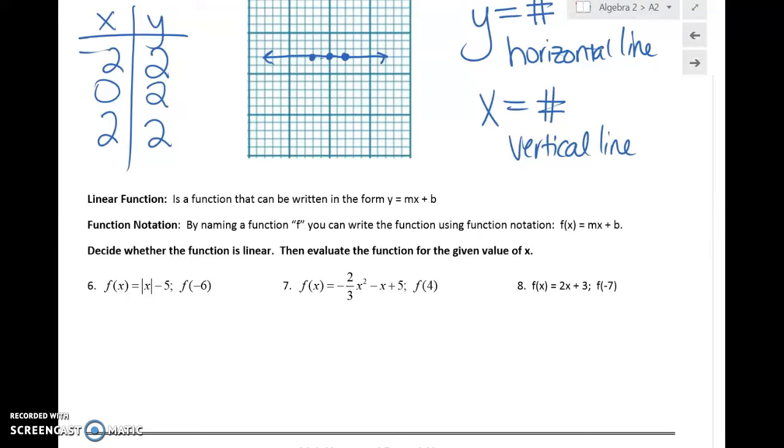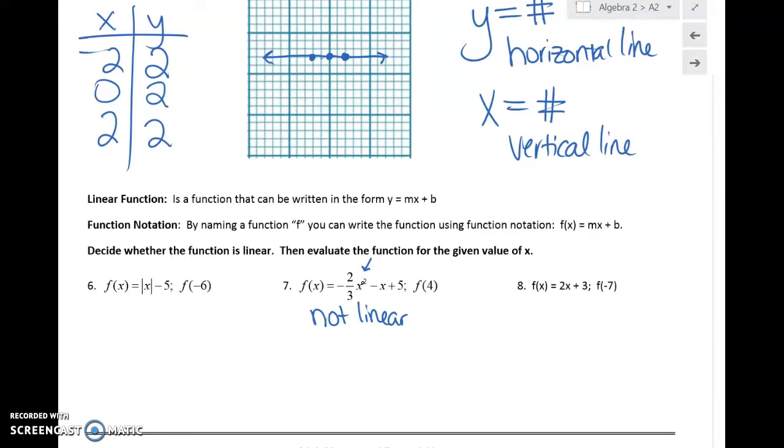are not. Let's look at number 7 first, the one in the middle. Is that function a linear function? Negative 2/3 times x squared minus x plus 5. No. Why is it not linear? Because x is squared. So why is it not linear? It's not linear because of that square.